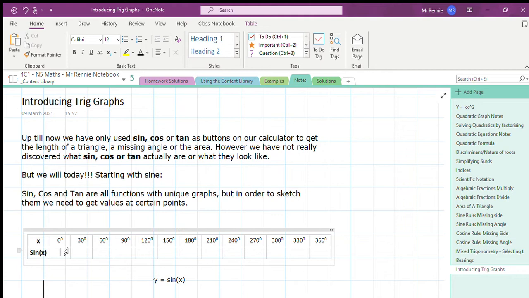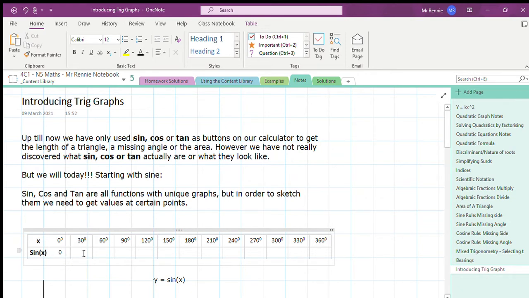I'm going to work out my value of sine at all these points here. I went up in stages of 30 degrees, starting from 0 all the way up to 360, to see if I can work out what picture the values will give me so that I can picture the graph for a sine curve. Starting at 0, if you put sine of 0 into your calculator, you get the value 0 out.